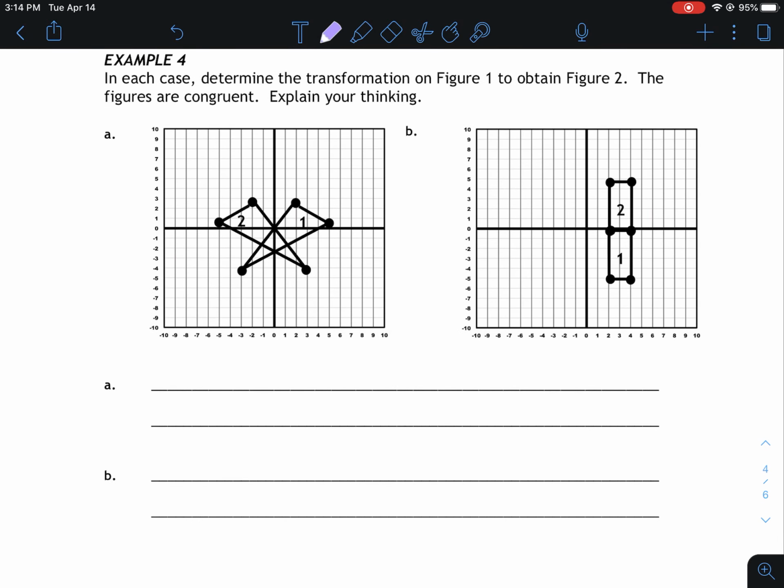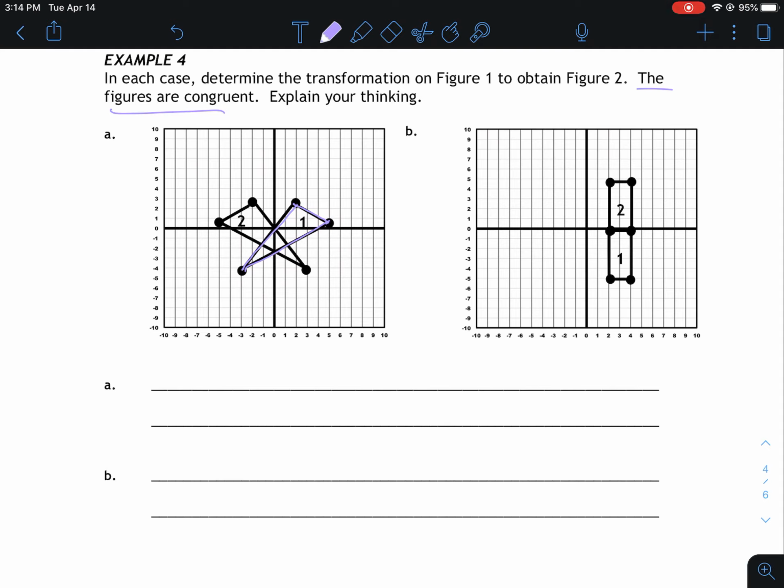Okay, so when we are looking at these two, we know that these figures are congruent. We don't need to determine that. We need to determine what transformation actually happened. So I'm going to draw over this pre-image number 1, and we have to figure out what happened. We only know 2 types of transformations at this point. We know translations, meaning slides, and reflections, meaning flips.